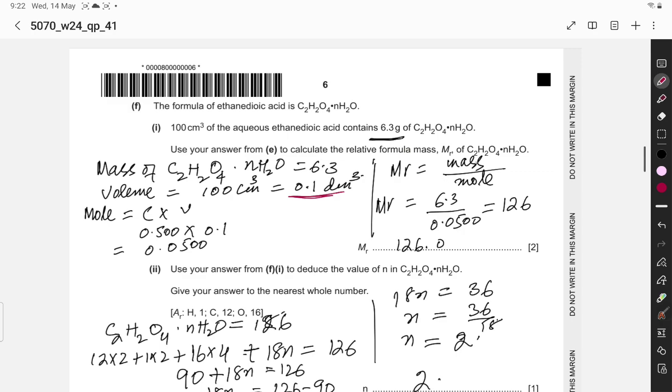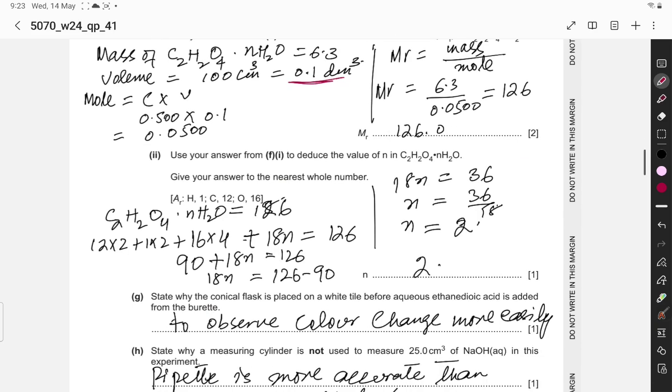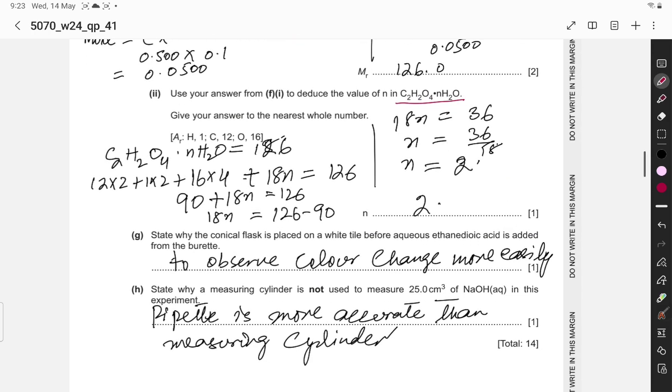Mr is calculated by using mass over moles. So the mass is 6.3 g while the moles is 0.0500. The Mr is 126.0. Use your answer from F(i) to deduce the value of n in C2H2O4.nH2O. Give your answer to the nearest whole number.